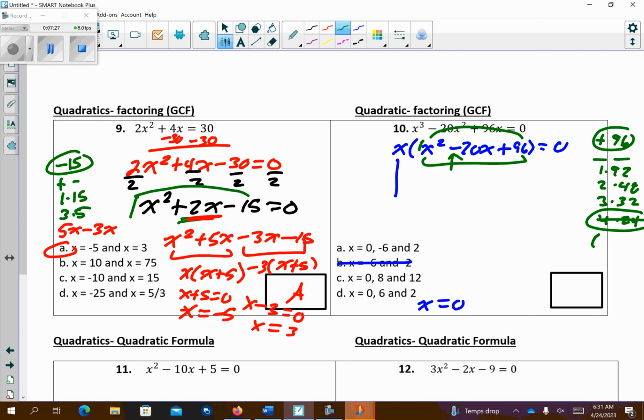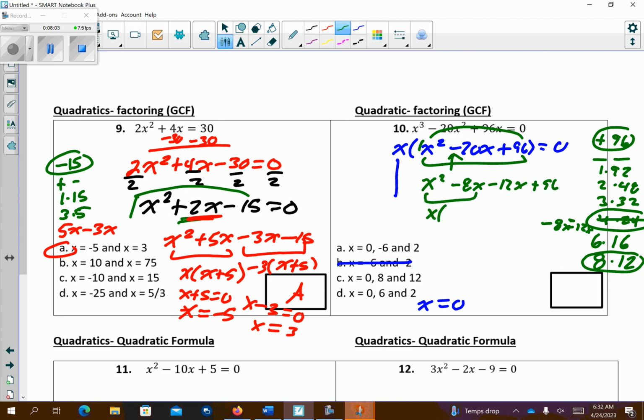Let's try 6. 6 and 16. Well, that's going to give me 22. Maybe 8. 8 and 12. There it is. If those are both negative, I'd get negative 8x and minus 12x. And that's going to plug in. So I'm going to go x squared minus 8x minus 12x plus 96.